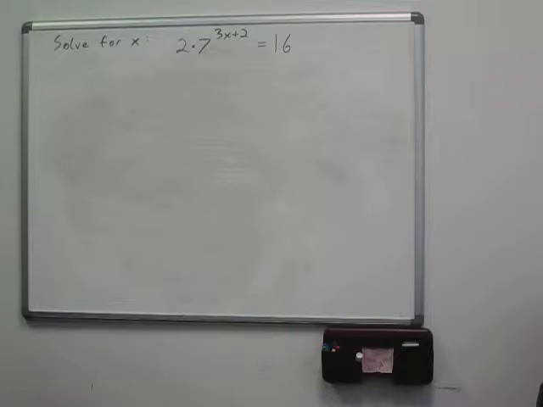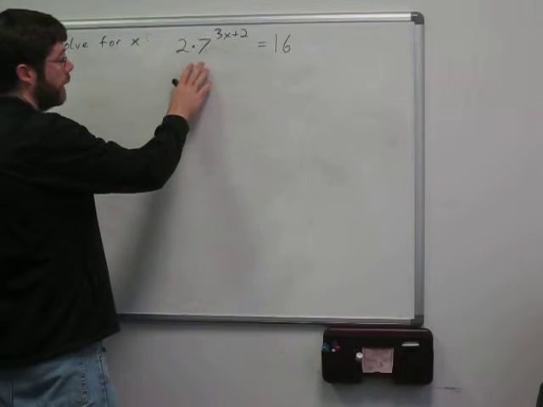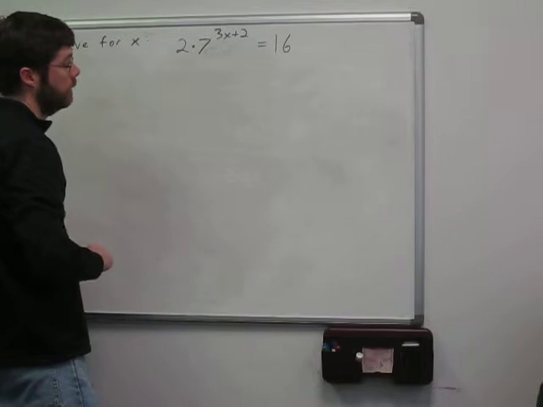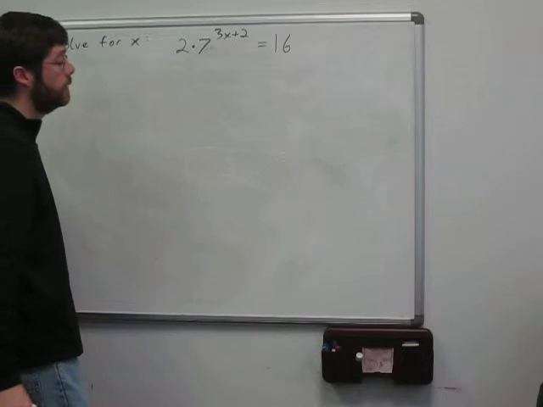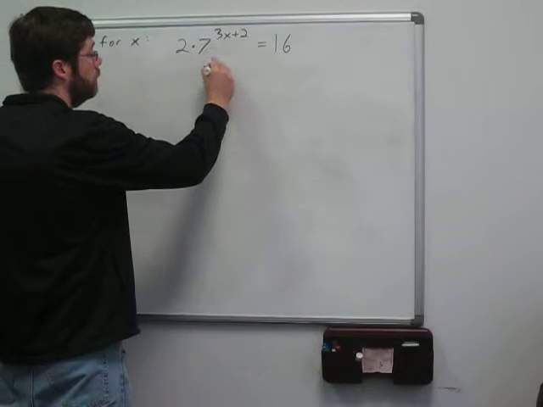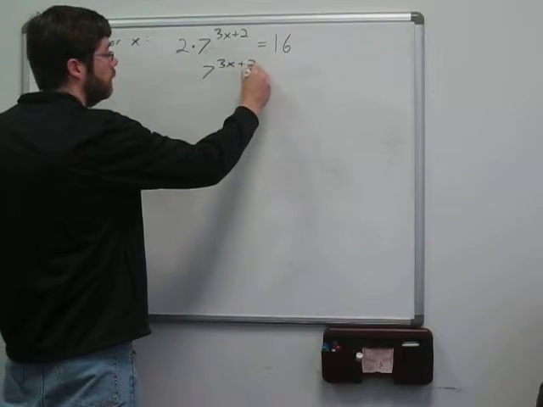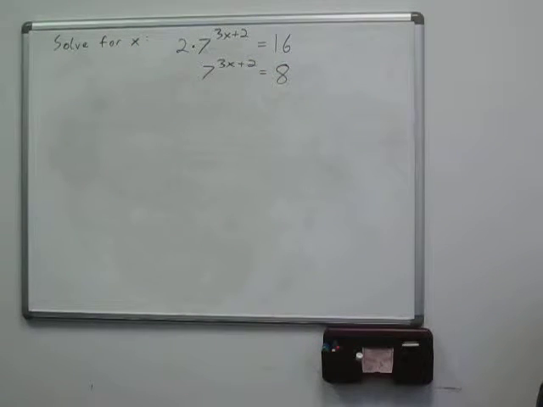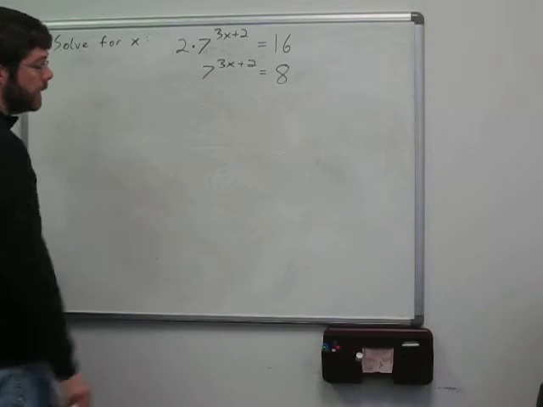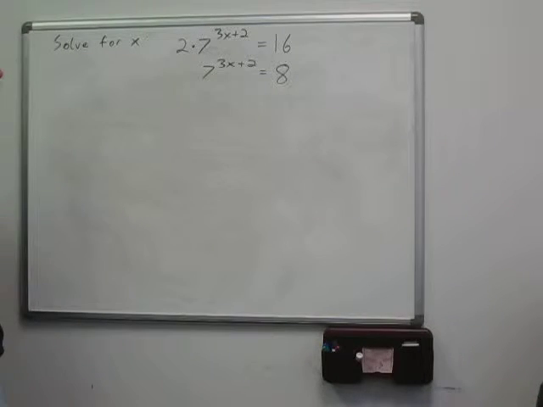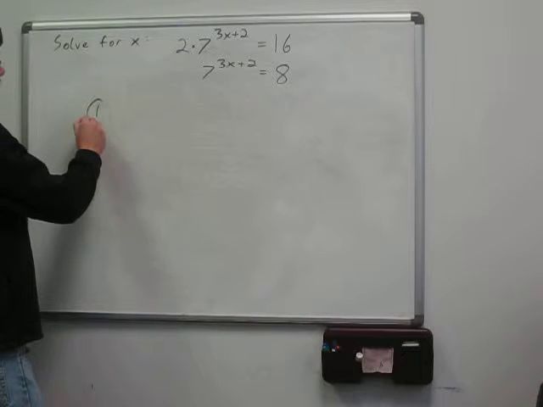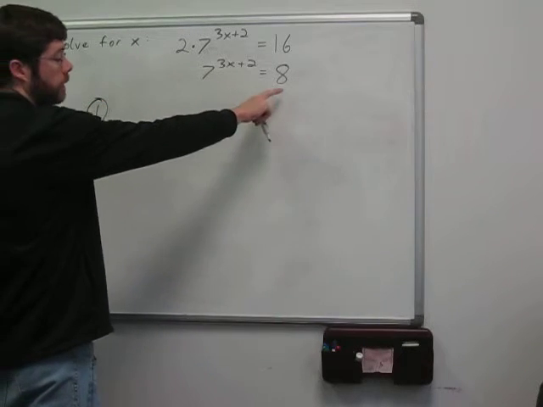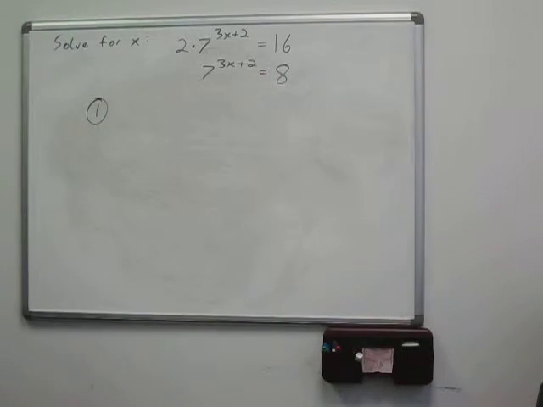So instead, we start this problem by isolating the exponential, dividing both sides by 2. And we get 7 to the 3x plus 2 is equal to 8. And at this point, we are in the same situation that we were in the last problem. A single exponential equal to a number.